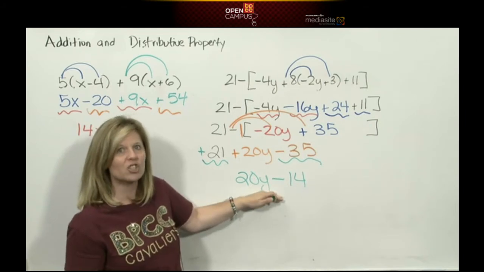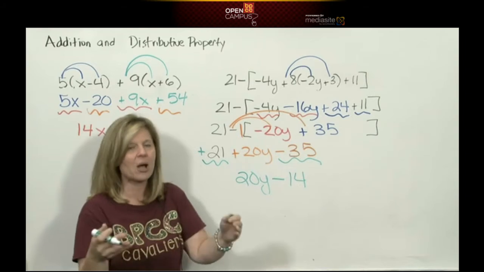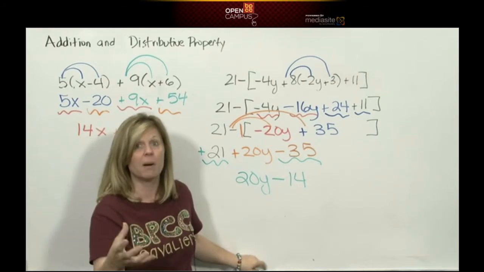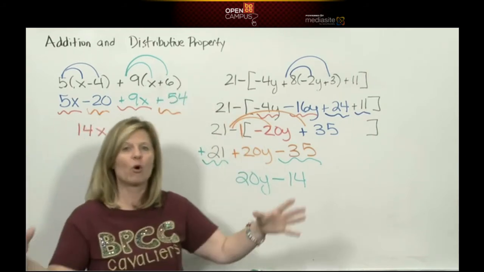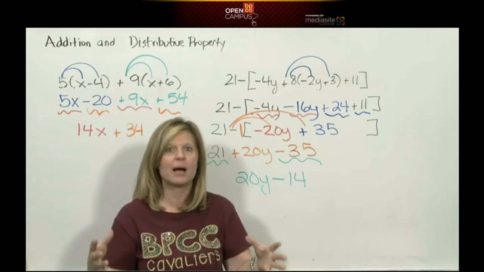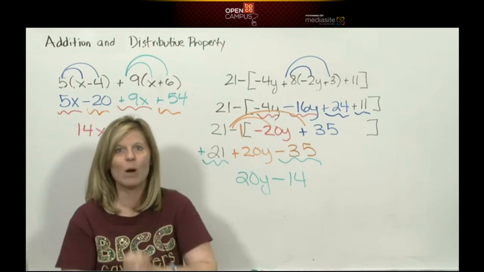I can't go any further because this term is not like this one. This has a y. This is 20 yo-yos. This is $14. They're not alike, so I can't put them together. That's how I know I'm done combining like terms. So the moral of the story is, before you can ever add, you have to get rid of your grouping symbols by doing the distributive property. Catch you in the next video when we subtract.